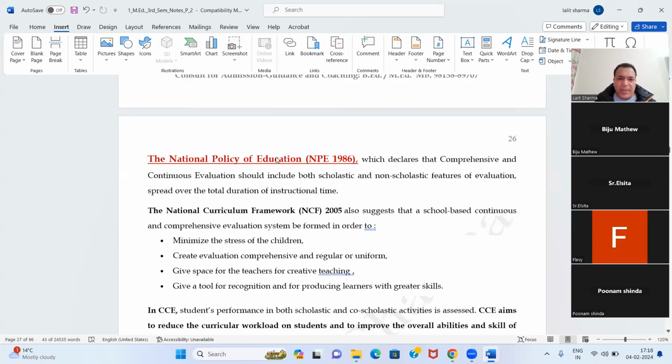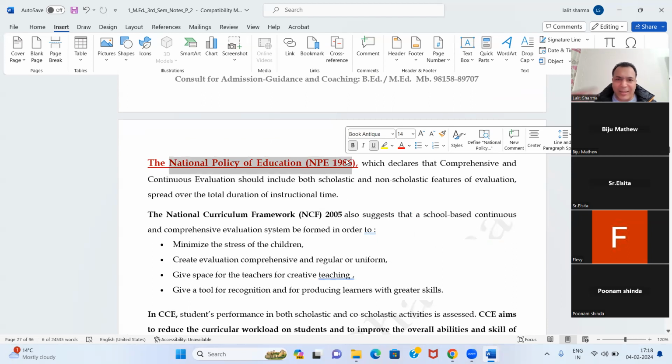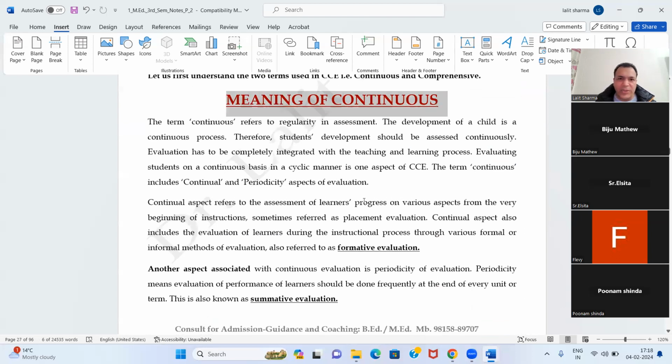Right, guys? So in this you can talk about the National Policy of Education 1986. It speaks about continuous and comprehensive evaluation. Then look at this: what is the meaning of continuous? What does continuous mean?